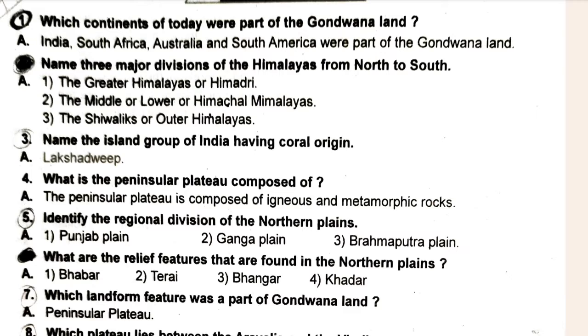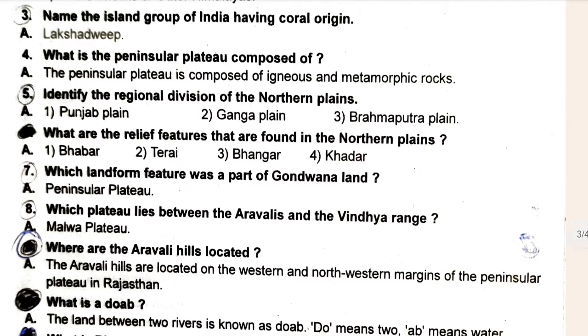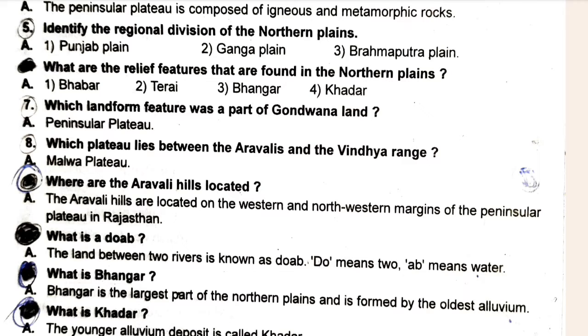Name three major divisions of the Himalayas from the north to the south: the Great Himalayas or Himadri, the Himachal, and the Lower Himalayas. Name the island group of India having coral reefs: Lakshadweep. What is the Peninsular Plateau compared to? Identify the recent division in the Northern Plain. What are the relief features found in the Northern Plain?